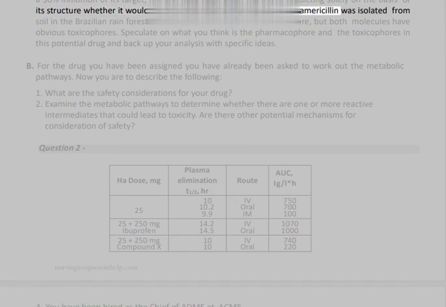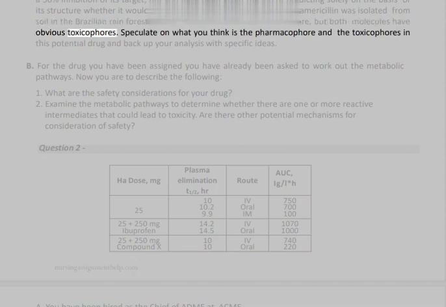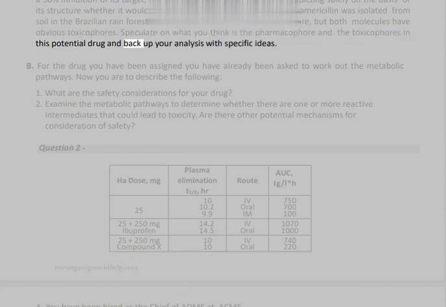Since the original hypoamaracillin was isolated from soil in the Brazilian rainforest, you are not certain of its pharmacophore, but both molecules have obvious toxicophores. Speculate on what you think is the pharmacophore and the toxicophores in this potential drug and back up your analysis with specific ideas.